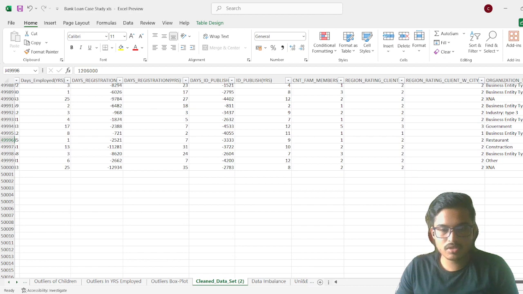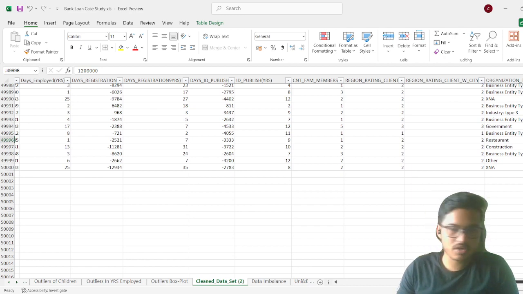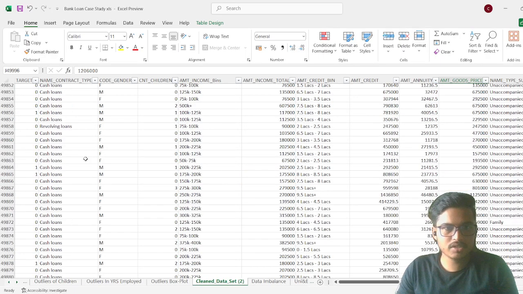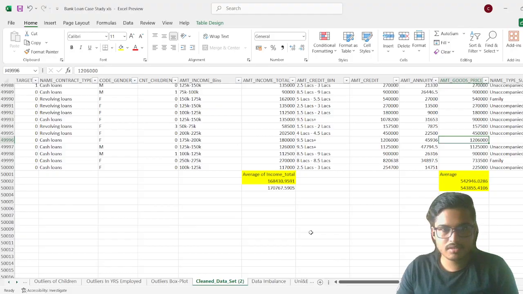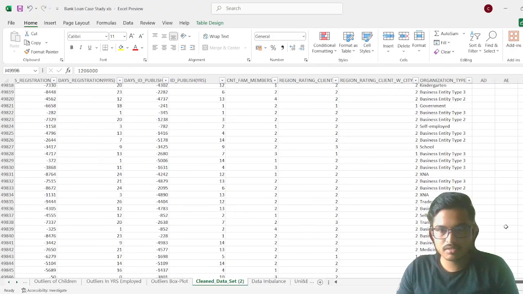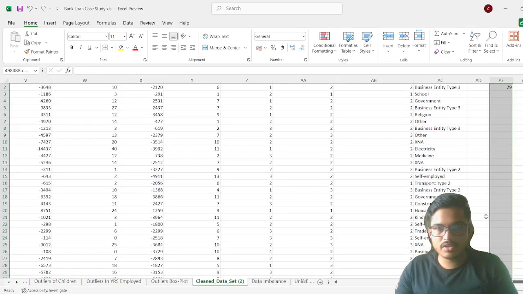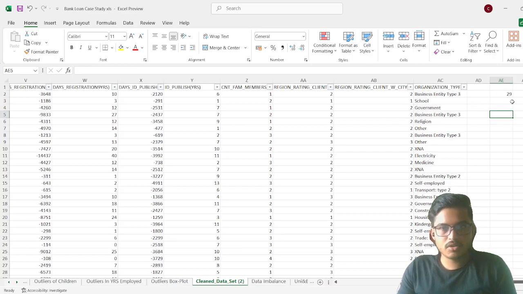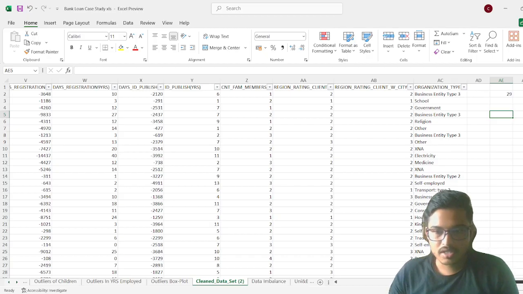In this step, we also removed some unnecessary columns. We can see here that there were 65 columns, but when we come here, we can see only 29 columns are here. We counted the columns using the COUNTA function. So now we have only 29 columns, and these columns will be important in our next analysis, like EDA, Exploratory Data Analysis.